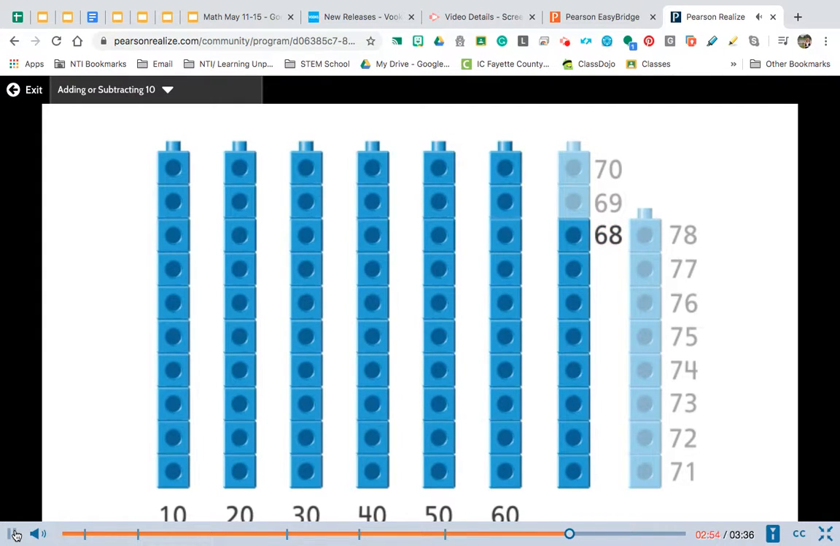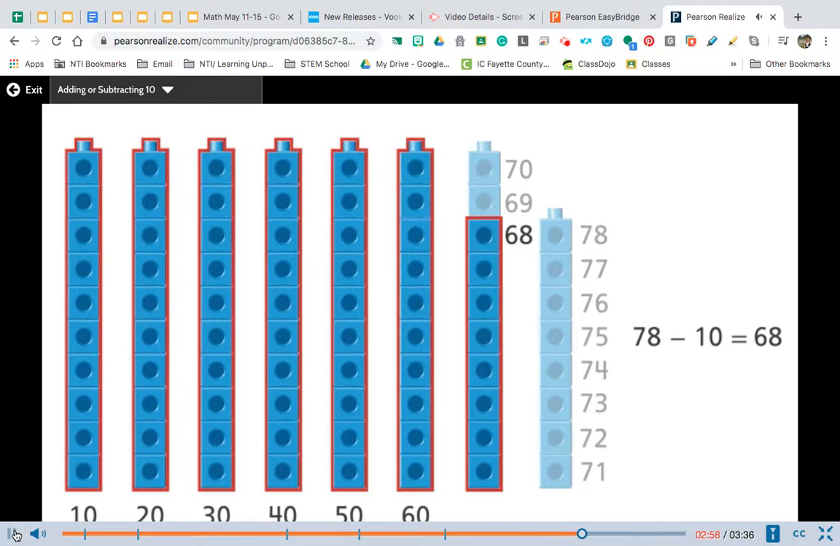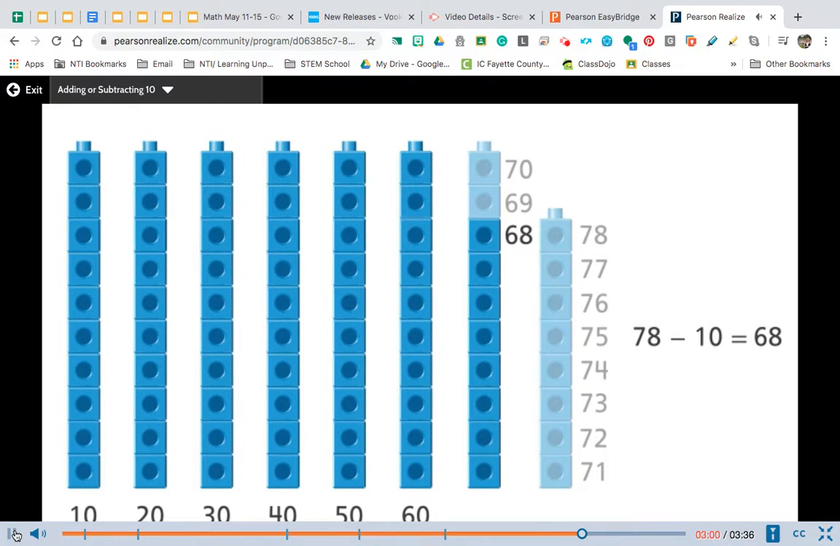Kina said that she just knows that 78 minus 10 equals 68. 78 cubes take away 10 cubes is 68 cubes. Now, what do you think that means? She just knows. We've talked about this on Zoom a little bit.